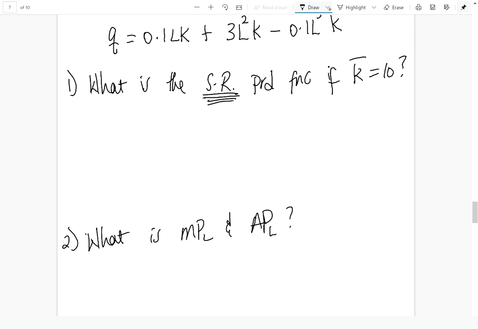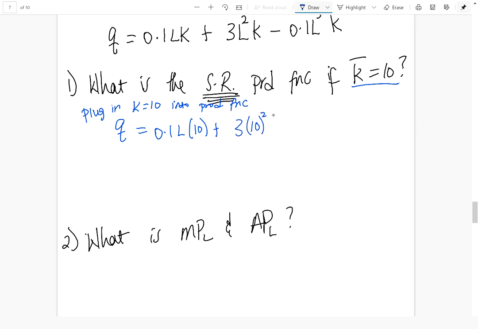We're familiar with those terms. So let's go ahead and get started. What is the short run production if capital is fixed at 10? Well, that means we just need to plug in K is equal to 10 into the production function. Right, so we have Q is equal to 0.1L times 10 plus 3 times 10 to the power of 2 K. Is that true? No, right? Because we have fixed capital, not fixed labor.